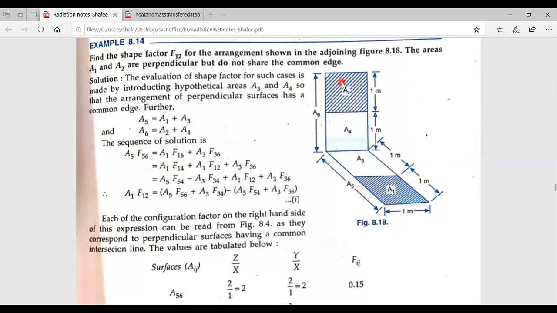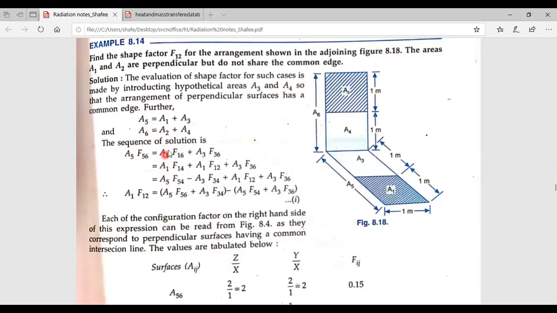So 1 to 6, then 3 to 6. So A1 F16 plus A3 F36 is given by A5 F56. Now what I'll do, A1 F16 I can write down again as A1, because A6 consists of two things, that is A4 and A2. So 1 to 4, 1 to 2.